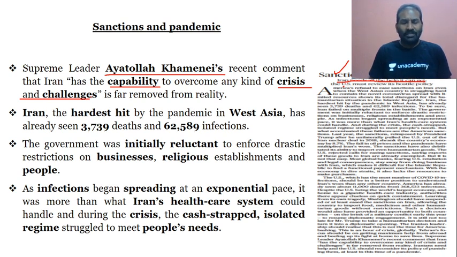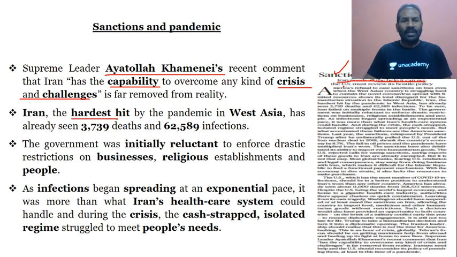But the reality is not that. That statement doesn't hold good at this moment, because the crisis and the challenge which Iran is facing is in a very negative way, and it is unable to recover. It is unable to move out of the situation wherein it is reeling under economic crisis. So we will look at the different parts of how Iran is being affected.